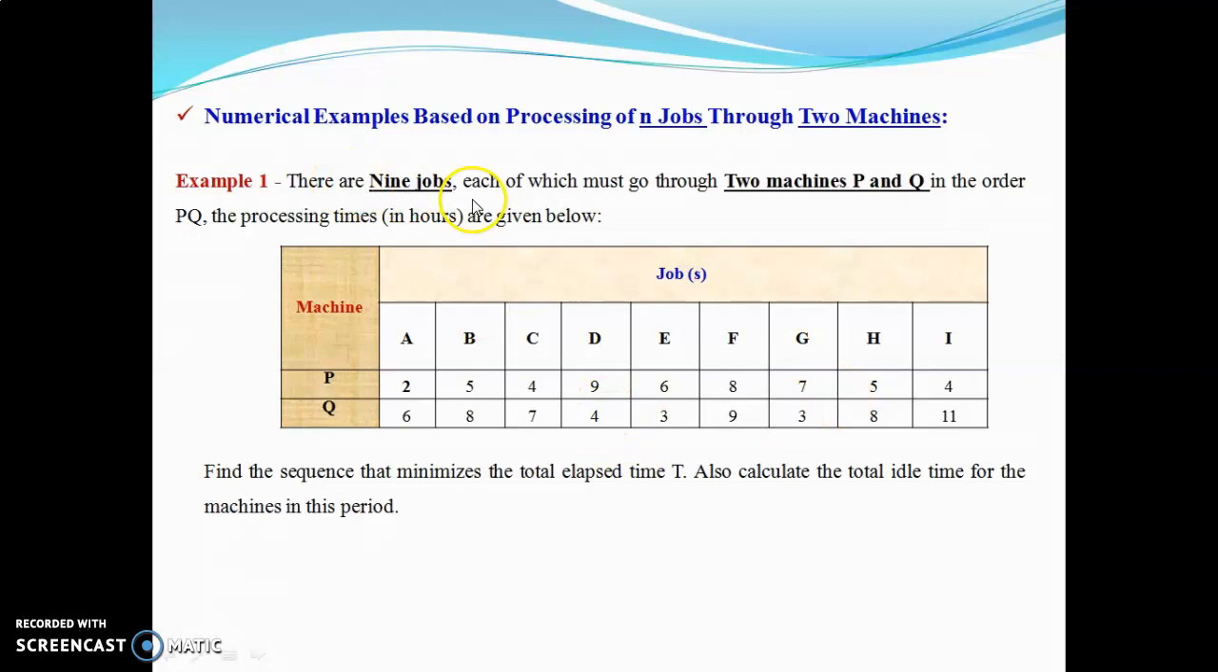So there are 9 jobs, each of which must go through the two machines P and Q in the order PQ. The processing times in hours are given below. Find the sequence that minimizes the total elapsed time, capital T. Also calculate the total idle time for the machines in this period.